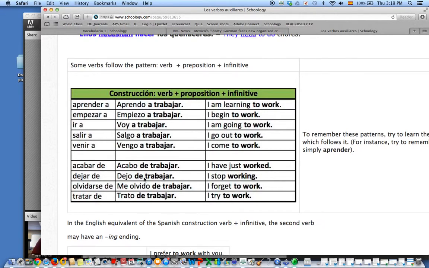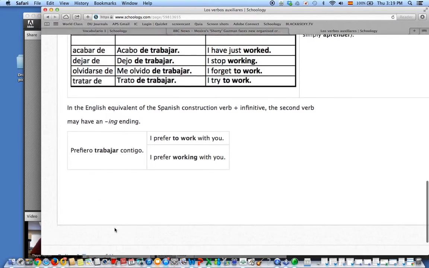If you forget to do something, olvidar de, okay, tratar de. Whenever you're trying to do something, tratar de. So you just have to remember these right here. They have the a for those, and those have the de at the end. All right.